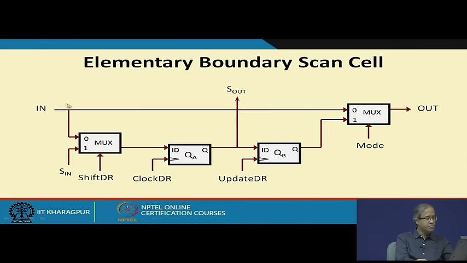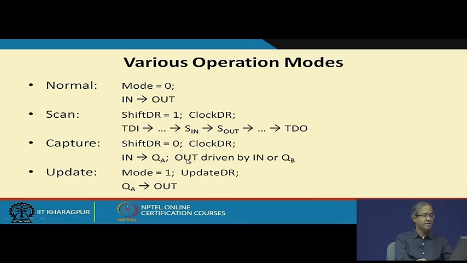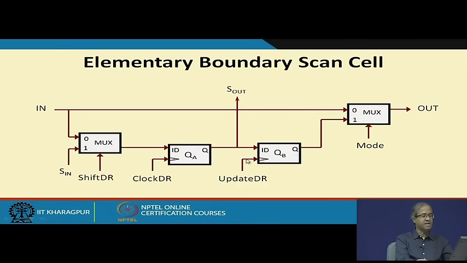Shift DR equal to 0 means in is selected and clock, that means the input I am storing here. So, here I am not storing the value of S in, but whatever is coming from the input of the pin, I am capturing it and storing it here. This is the so called capture mode. So, in goes to QA and out can be driven by either in or QB. Output, depending on the mode, can be either from here or from here, but the important thing is that in is getting captured here.